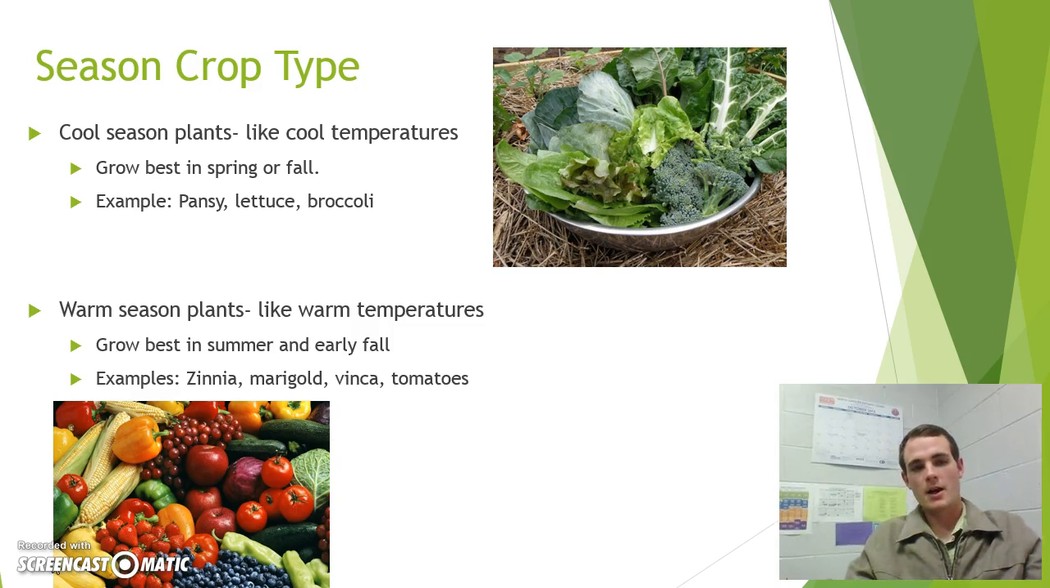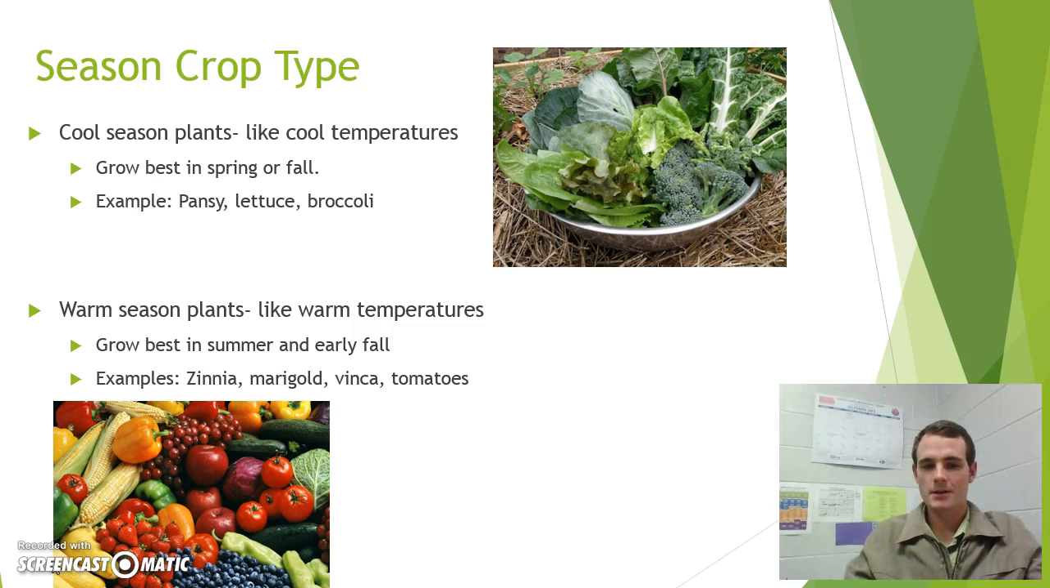Season crops. There are two different seasons, especially in North Carolina, that we like to talk about. There are the cool season plants. They like cold temperatures, hence the name cool season. They grow best in the early spring or fall, and examples would be a pansy, which is an annual flower, lettuce, and broccoli. Warm season plants like warm temperatures.